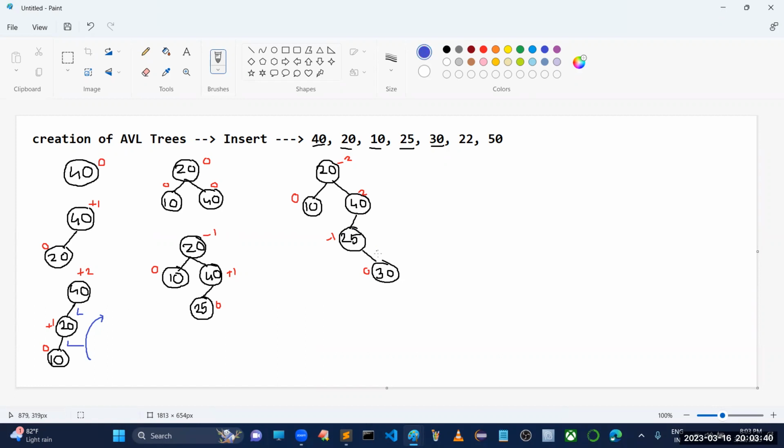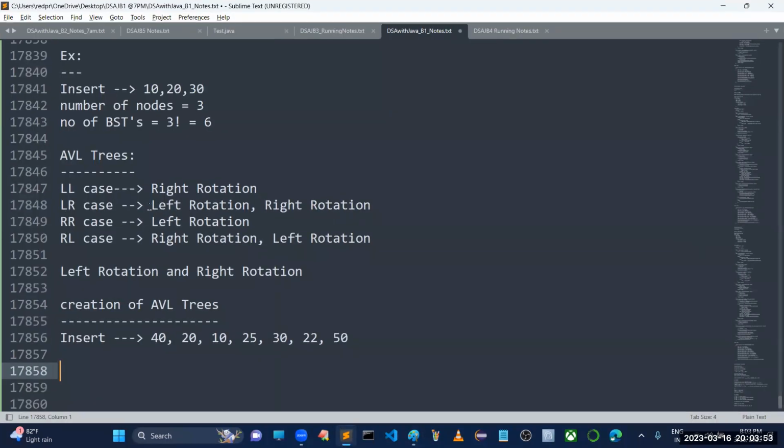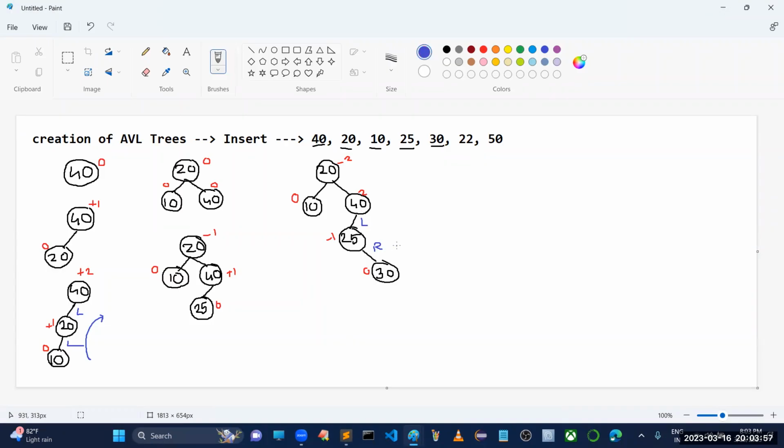What kind of rotation is required? This newly added node is the right subtree for this child, and its grandparent is 40 for this left child. LR. If it is LR, first we have to do left rotation. What is the left rotation here? Left rotation means like this we have to do. If you do left rotation, what will happen?